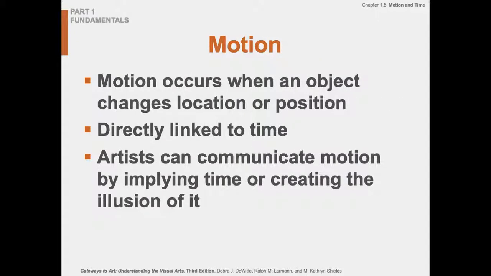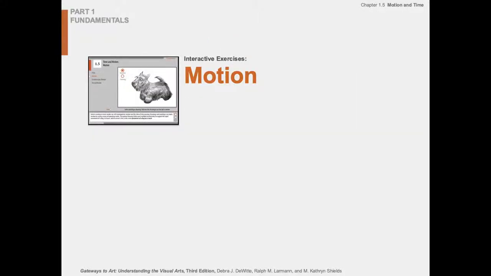So motion occurs, of course, when an object changes location or position, and it's directly linked to time because motion's never, you throw a ball, it's not in the same place in the same second, if that makes sense. It's always moving. So artists communicate motion in a few different ways, implying time, the illusion of time. Motion is also actual. We'll look at that.